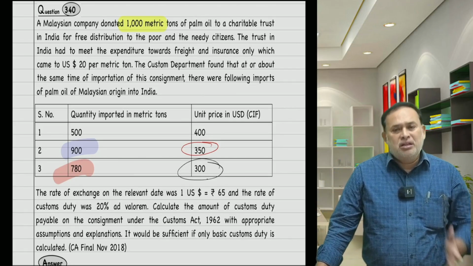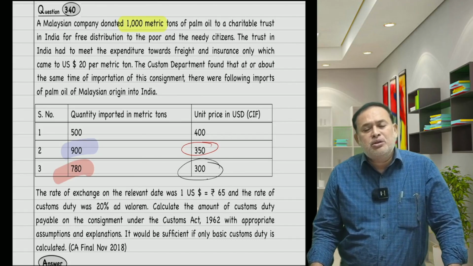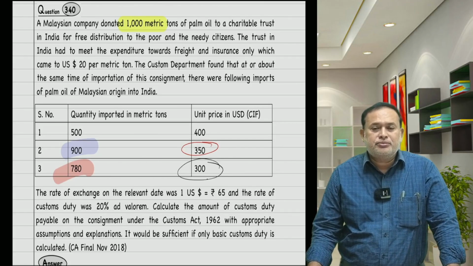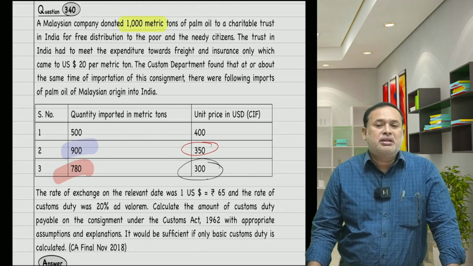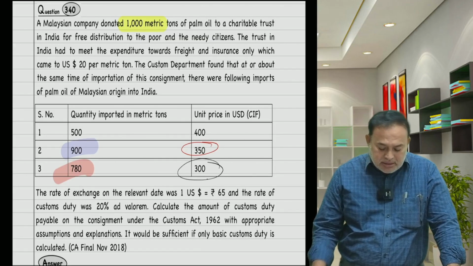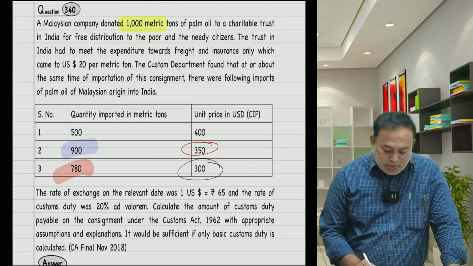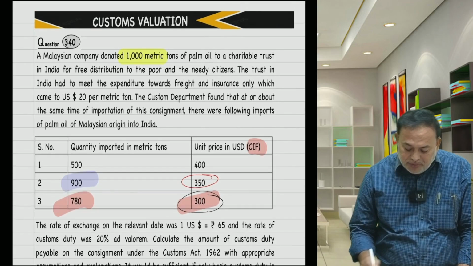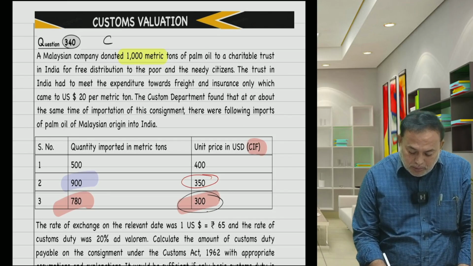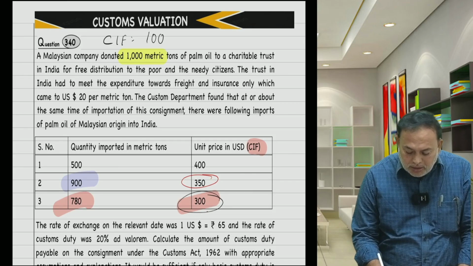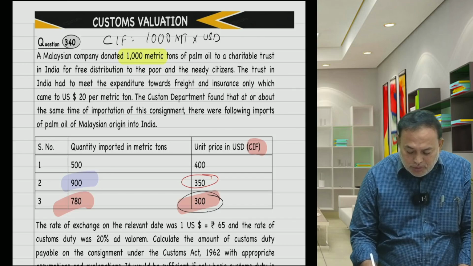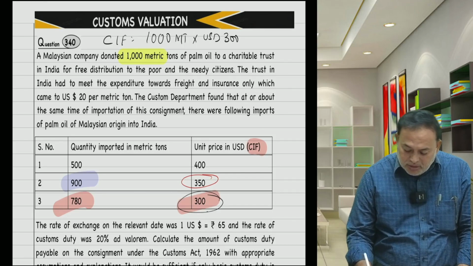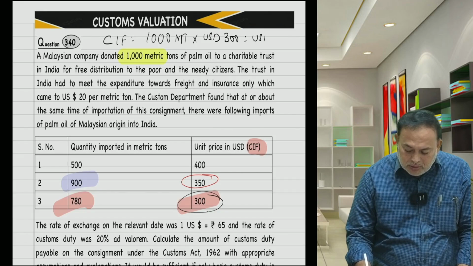How can you say this, sir? Refer to rule number 4 of the valuation rules for imported goods. Whichever is lower will be the consideration. In the given case, 300 is to be selected. 300 not rupees, US dollars, which is the CAF value directly given. Therefore, my CAF value is equal to 1000 metric tons multiplied by USD 300. I will get USD 3 lakh.